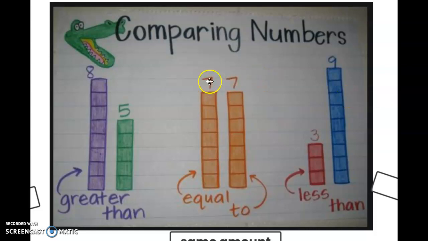Now, look at the orange. I have 7 and 7. We would say they're equal, or 7 is equal to 7. Equal means the same amount. But instead of saying same, we're going to use the word equal. Everybody say equal. Good job.